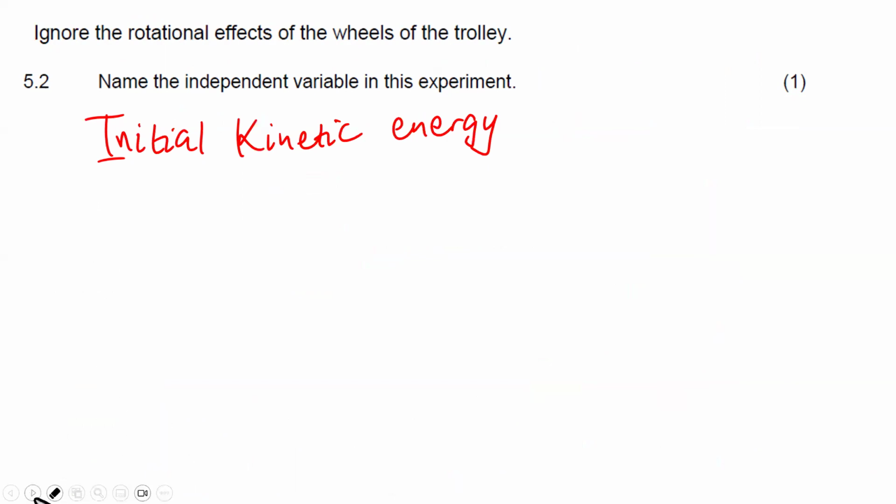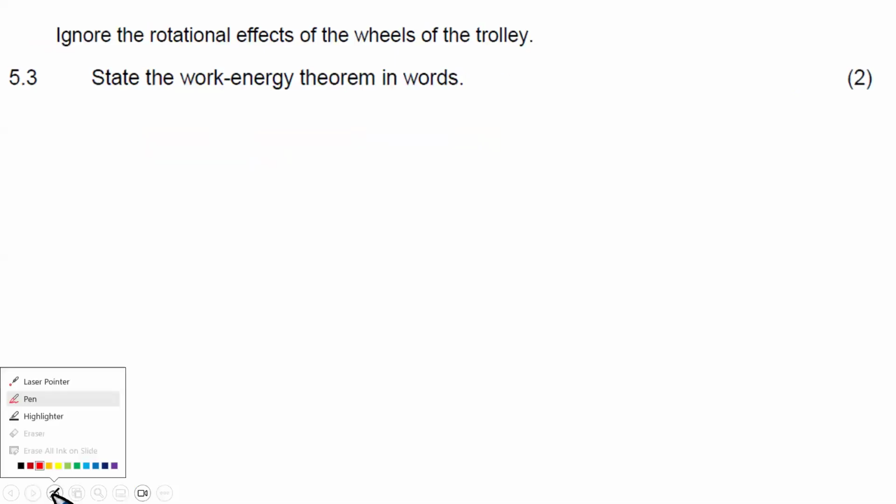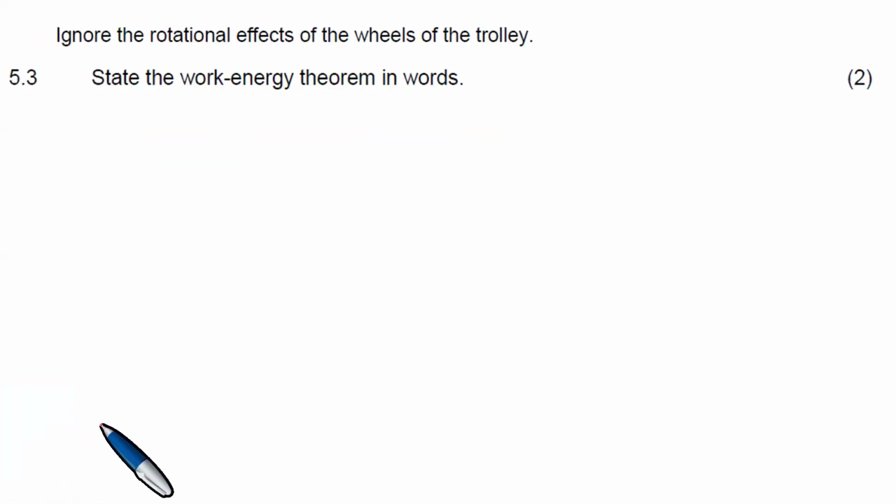So we continue now to do the next question. Right, the next question is as follows. Ignore the rotational effects of the wheels of the trolley. The examiner is saying, we know that the wheels of the trolley are busy rotating when the trolley is moving, but ignore all that. State the work energy theorem in words.